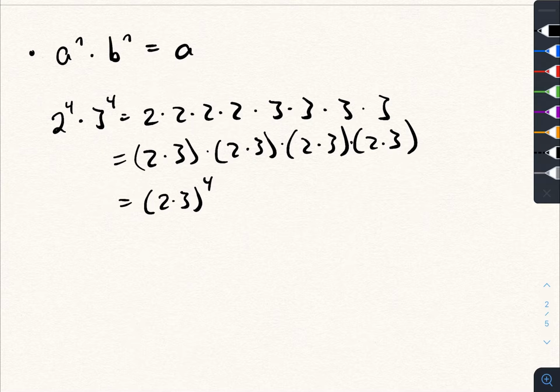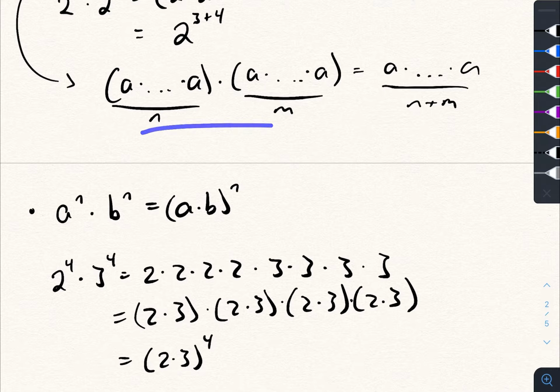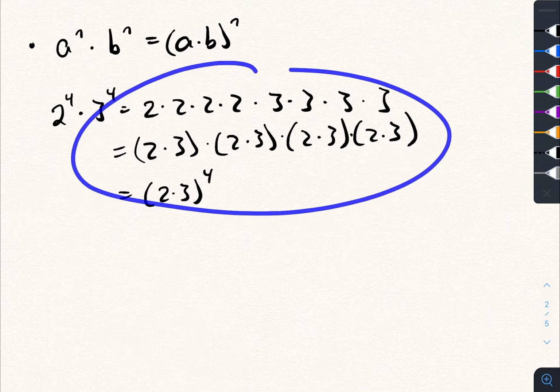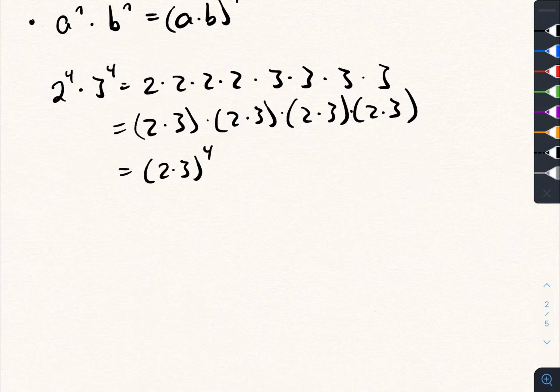And so in general, a to the n times b to the n is going to be equal to a times b to the n. You could do a general argument like we did up here as well, but it makes not quite as much sense as the concrete example is going to in this particular case.